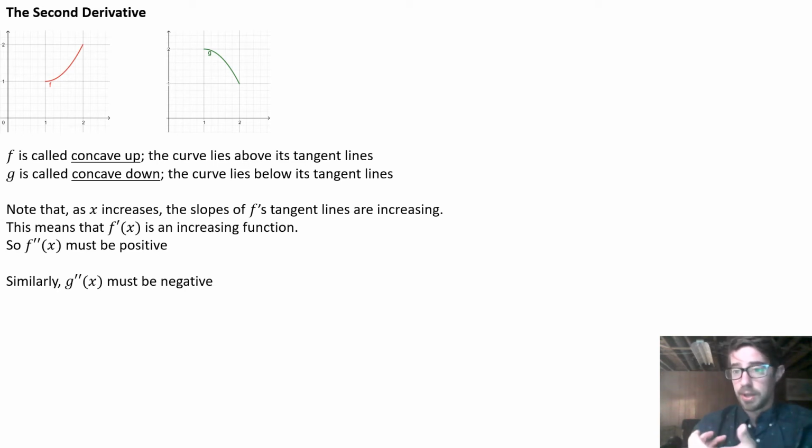So that's the general rule. That's all you really have to remember here. If f double prime is positive, you have a graph that's concave up. If f double prime is negative, you have a graph that's concave down.